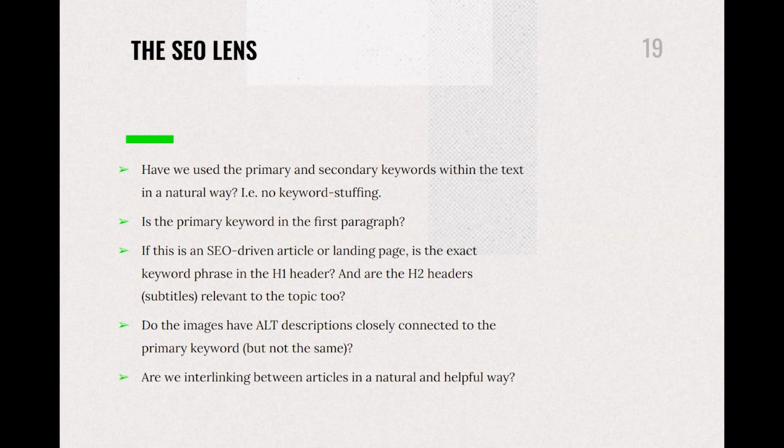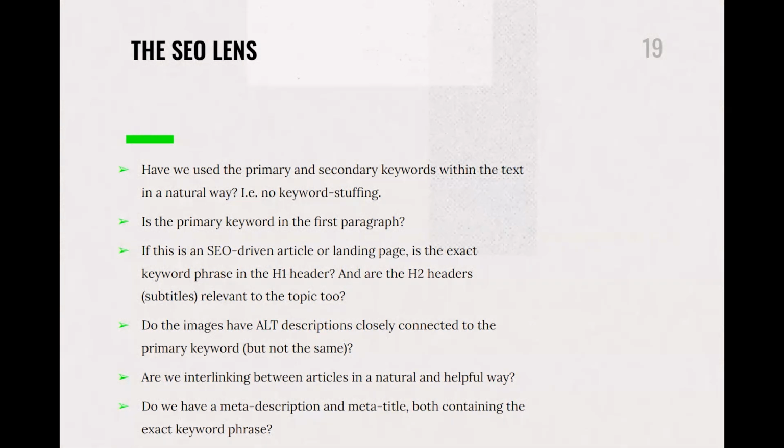Think Wikipedia, right? When you read any Wikipedia article, there's so many interlinks. You're reading something, you want to learn something about some guy, you click through and there's a whole page on him. So when it comes to content strategy and SEO content strategy, interlinking between posts on a brand's blog is really, really powerful and useful. And also link out as well. Link out to other valuable articles. Don't be greedy. Links out provide value, and they're good for SEO. And lastly, do we have a meta description and meta title, both containing the exact keyword phrase?